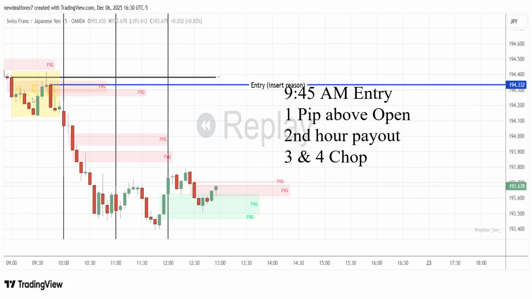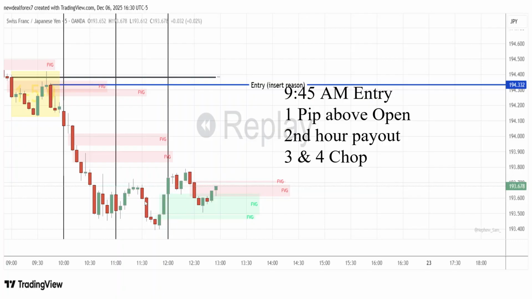Of course, hour 1 was our trade. Hour 2 paid out very well. Hours 3 and 4 just chopped and retraced. So hour 4 definitely would not have been worth holding, because as you can see here, it opened here, did a little dip, and it even formed a fair value gap against us. So we don't like seeing that, and went up.